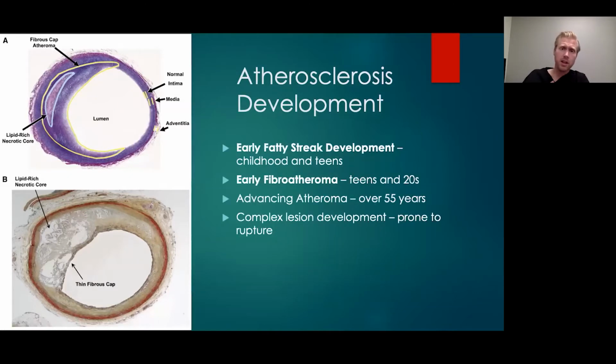So what happens early on? First of all, you have an early fatty streak development. This can happen as early as in childhood, just slight changes in the vessel wall. Then you can have an early fibroatheroma in your teens and into your 20s, advancing into a true atheroma, which is more like what you see here. Over the age of 55, you can advance further into complex lesion development with necrotic areas, calcifications, and areas that are prone to rupture.